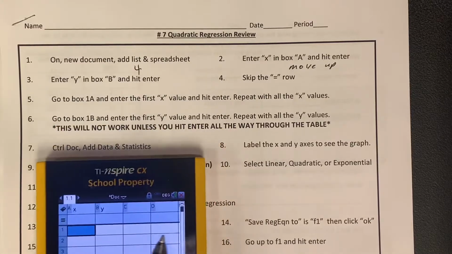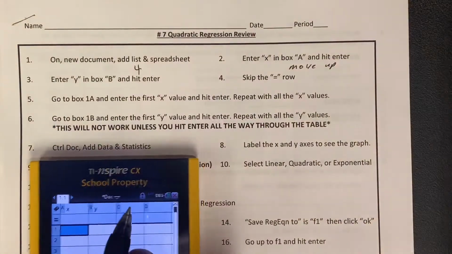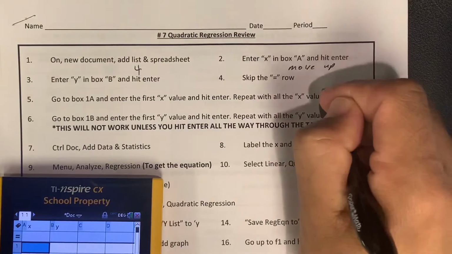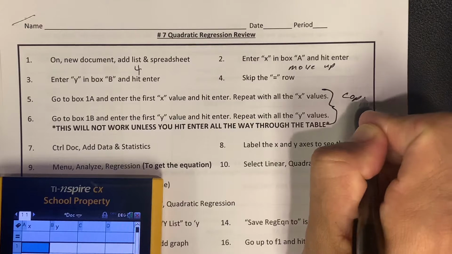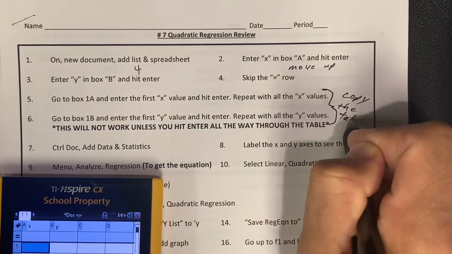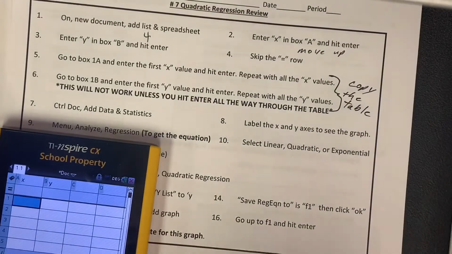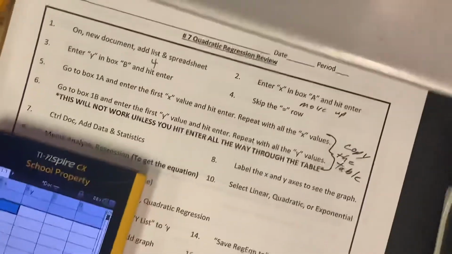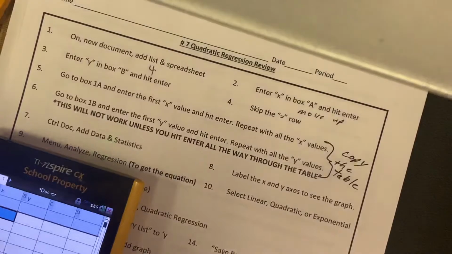So this right here, when you're entering the X and the Y values, let's go ahead and label this. This part right here is just where you copy the table. Okay, so we're gonna copy the table. Now what table? Well, that's by problem, right? You gotta go for each problem. You got to do this, okay?